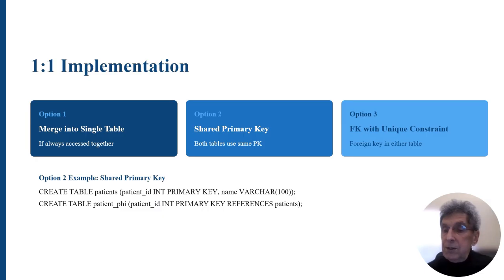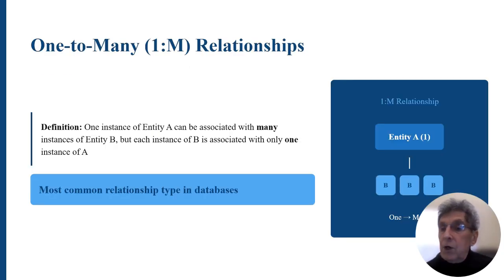On screen you can see SQL examples for each approach. The shared primary key approach is elegant. It enforces the one-to-one constraint at the key level. The foreign key with unique constraint is more flexible. If you need separate surrogate keys, this is sometimes utilized. For most one-to-one healthcare scenarios, I'd recommend the shared primary key approach because it's clean and easy to enforce. Now let's talk about the workhorse of database relationships, the one-to-many.